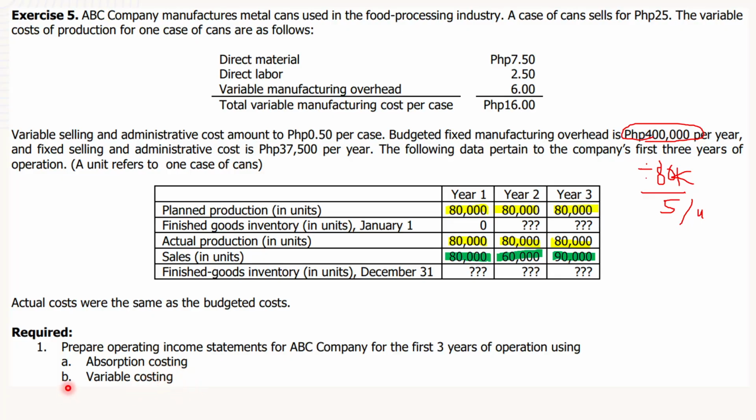Variable costing. This time under variable costing, the variable cost will be deducted first. Ito na yung tamang format ha. Sales minus variable cost is contribution margin. So that's a total of 16 plus 0.5, 16.50 per case. That is your variable cost, no? And then the fixed overhead together with the fixed selling and admin will be expensed when they are actually incurred.